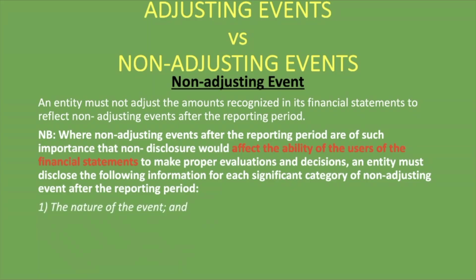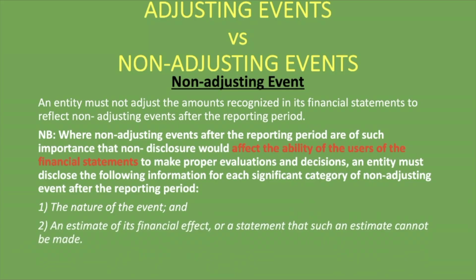The first one here is the nature of the event. It's a fire. I need to explain exactly what happened. And the second one here is an estimate of its financial effect, or a statement that such an estimate cannot be made. So let's keep the example of fire, for instance, and it has destroyed a section of our factory. Well, if we have the financial estimate of how much it's going to cost us or how much that fire has destroyed, then we need to disclose the amount. Or if we can't disclose the amount, we need to make a statement that we cannot make an estimate.